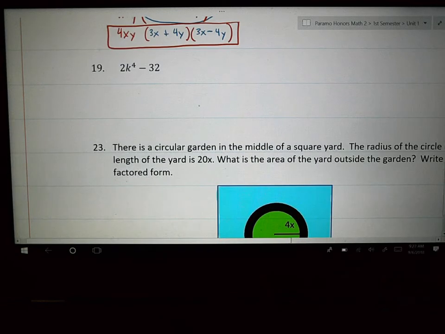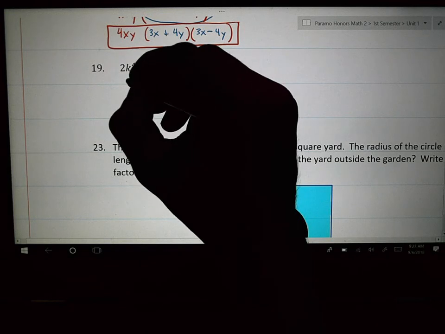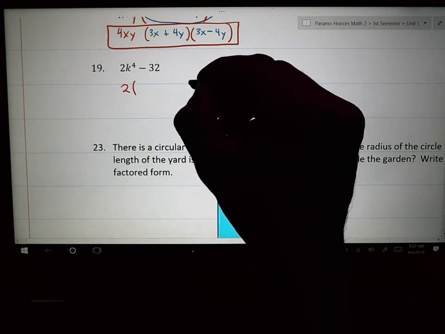2 more examples, then we'll be done. Is there a GCF of number 19? Okay. If you factored out a GCF of a 2, what's left?